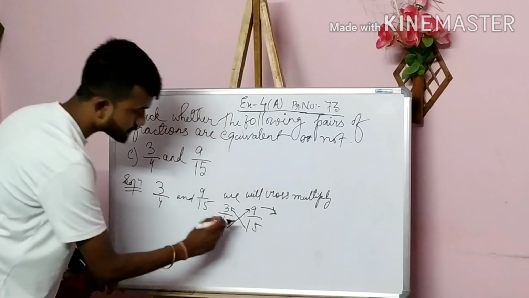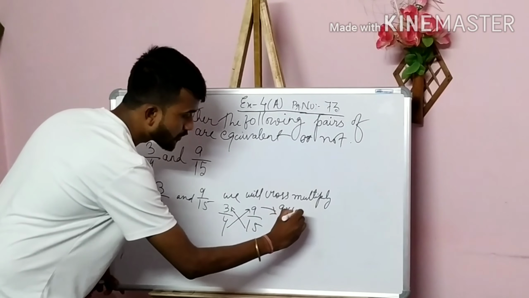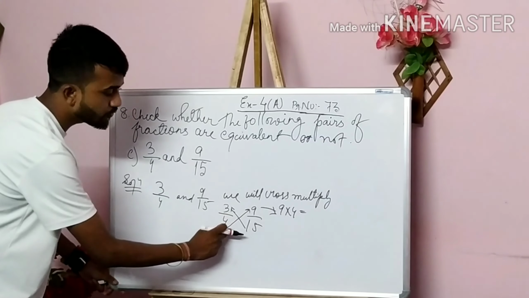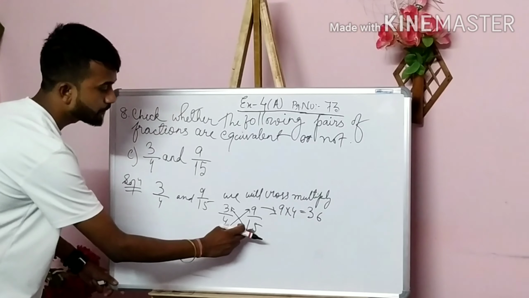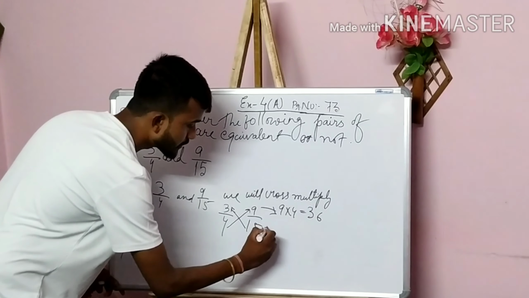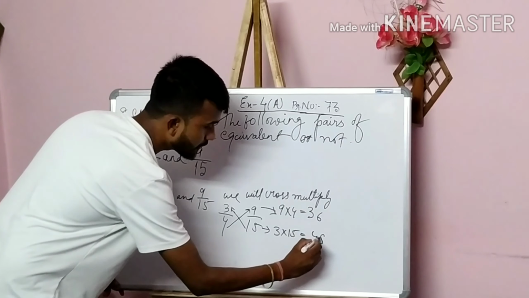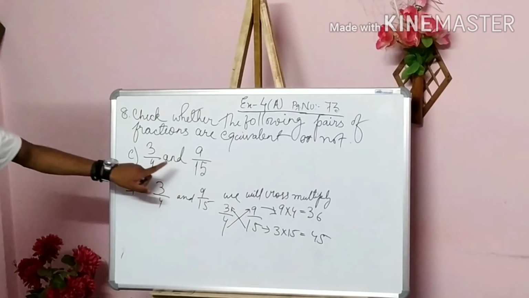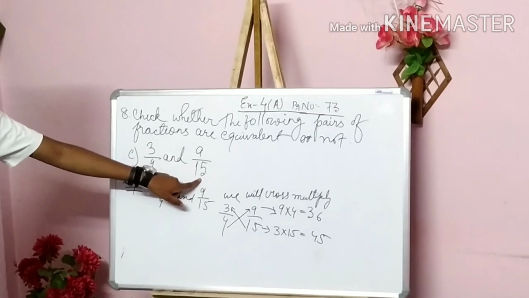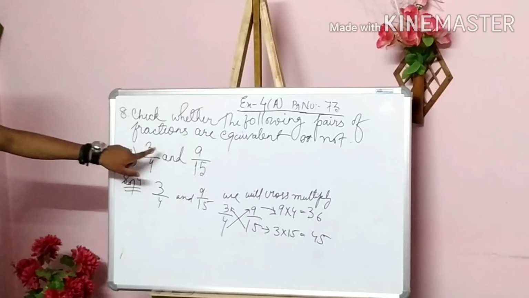You see, first of all 9 into 4. After multiplying 9 into 4, what will I get? 9 fours are 36. Again, you see, 15 into 3. So 3 into 15, what will you get? 45. So you see, what I did is multiply the denominator of the second fraction with the numerator of the first fraction. That is known as cross multiply.